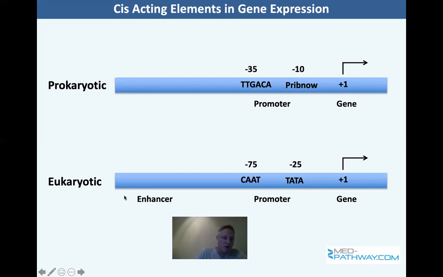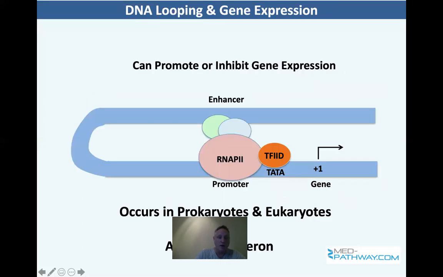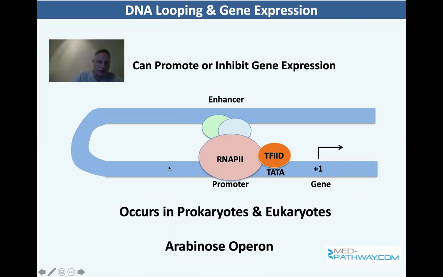But eukaryotes also have distal elements known as enhancers. And what these things can do is lie thousands or even millions of base pairs away from the actual +1 site, and they can serve to actually generate these higher order chromatin structures where you see things like looping.